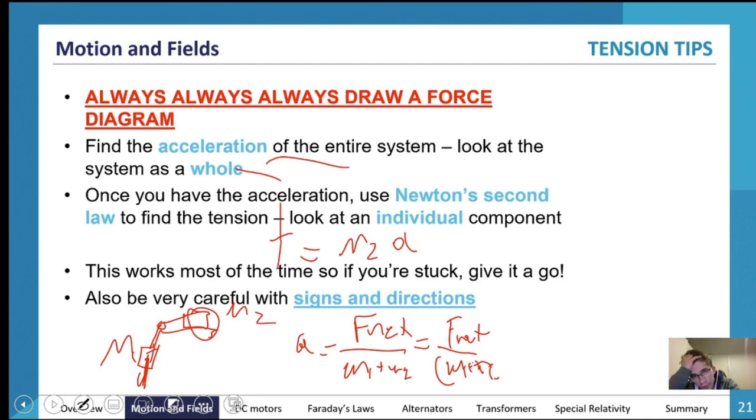So, finding the acceleration of the entire system and looking at the system as a whole, once you have the acceleration, use Newton's second law to find the tension by looking at the individual component, like in this case I looked at M2 individually. You will most of the time be successful in finding the value of tension. It works most of the time if you are stuck, so I would highly recommend that you give it a go. And also be very careful with signs and directions.